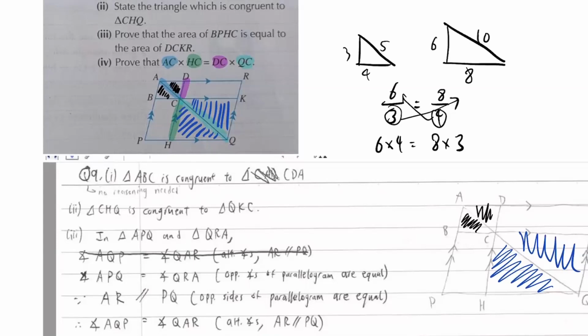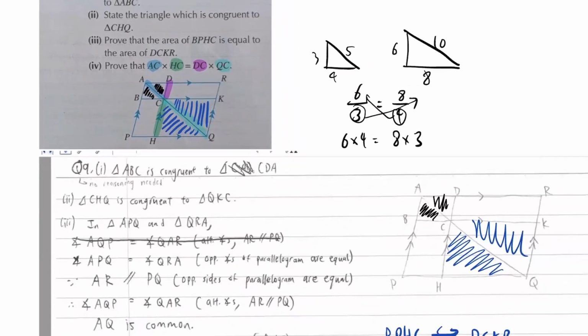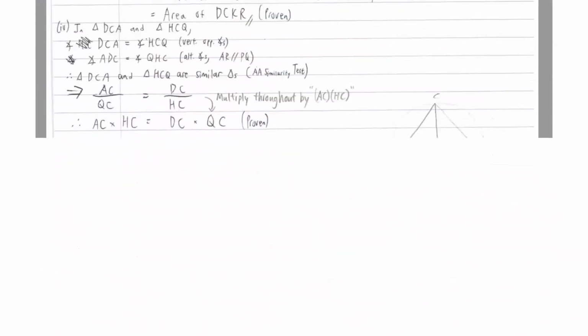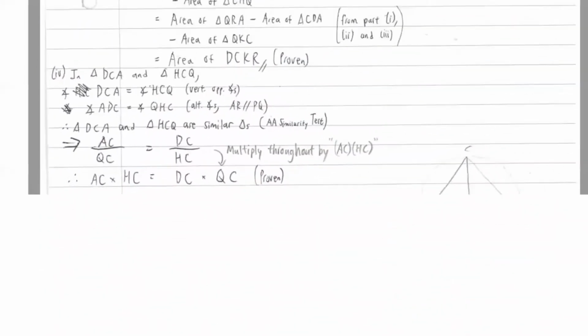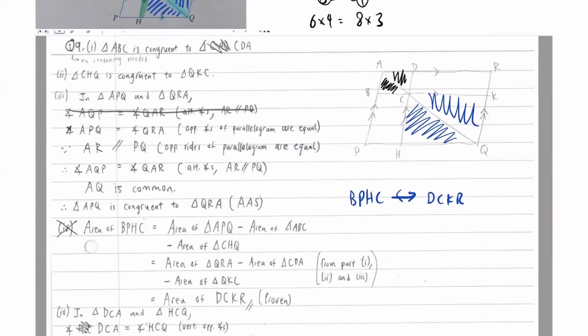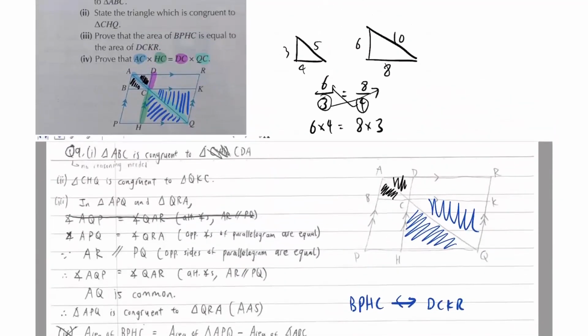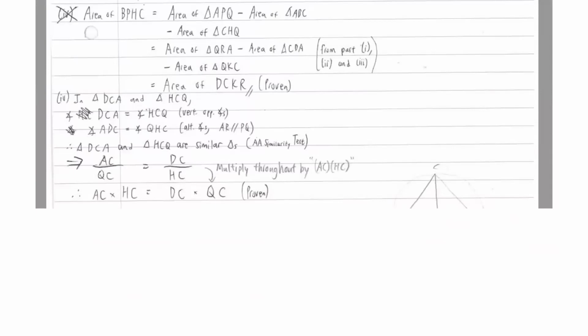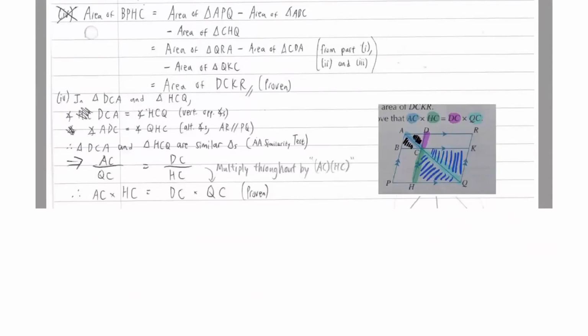Okay, so anyways, AC times HC equals to DC times QC. Let's see how we can prove it. So first thing is to realize DCA and HCQ are similar. Maybe it's better if I just take a screenshot of the diagram so it's easier to visualize. Yeah, like this. Okay, so DCA and HCQ, they are similar triangles.